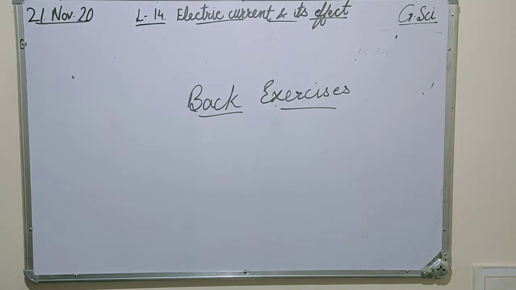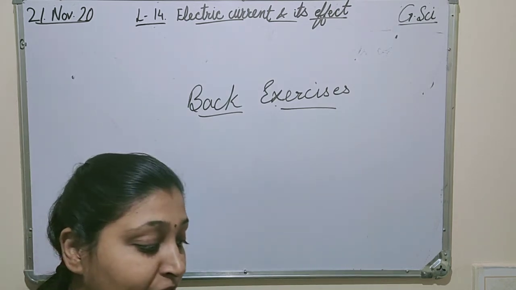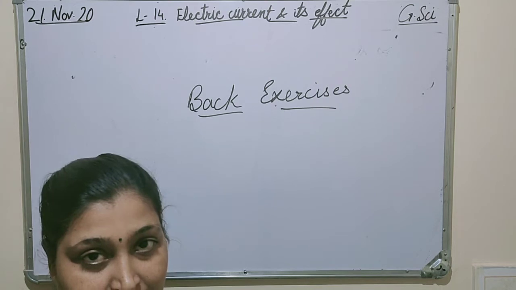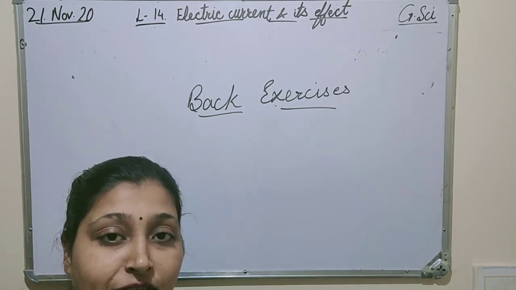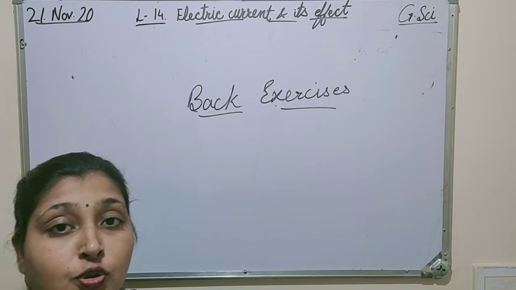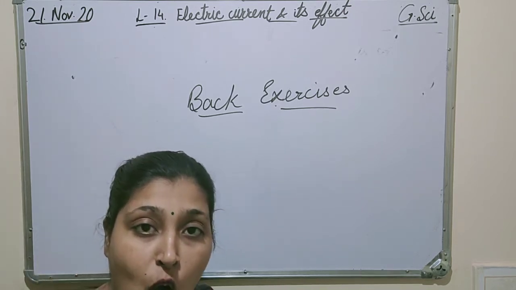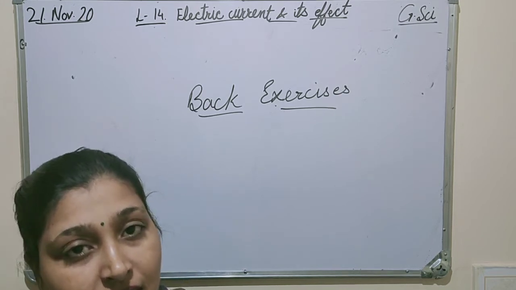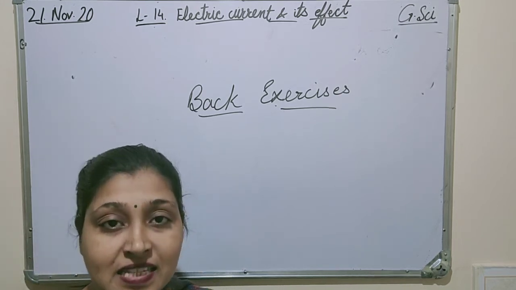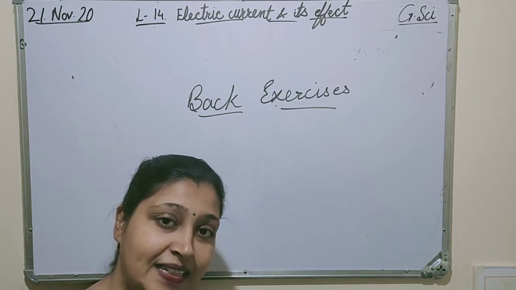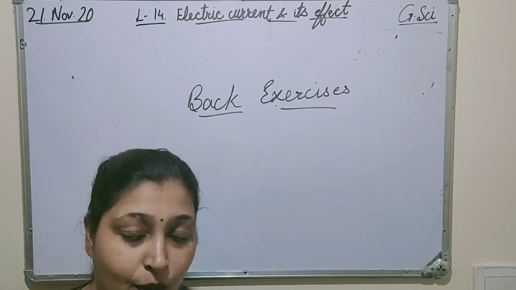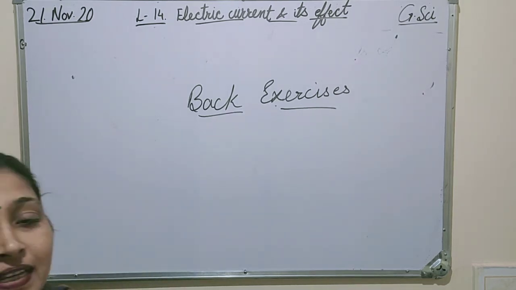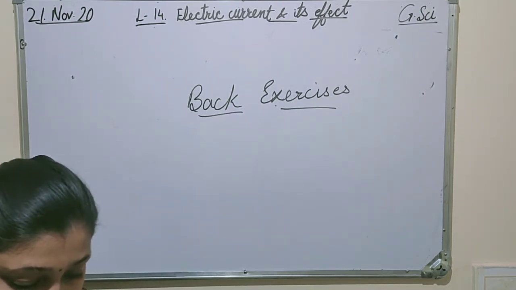6. When the current is switched on through a wire, a compass needle kept nearby gets deflected. Yes, beta, when we pass the current, the compass needle, if it is present, gets deflected. It shows deflection. Why? Because a magnetic field is created by the electric current, and this magnetic field deflects the needle.